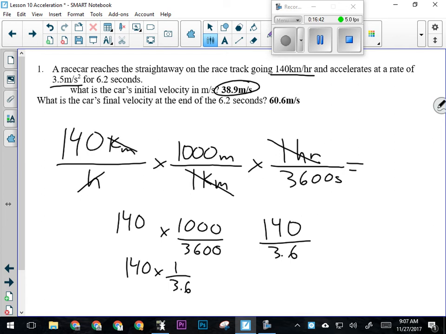All right, so we have VI, we have A, and we have T. So can we find the car's final velocity? Okay, I'm going to give you a minute or two to try that one on your own, and then we'll walk through it.